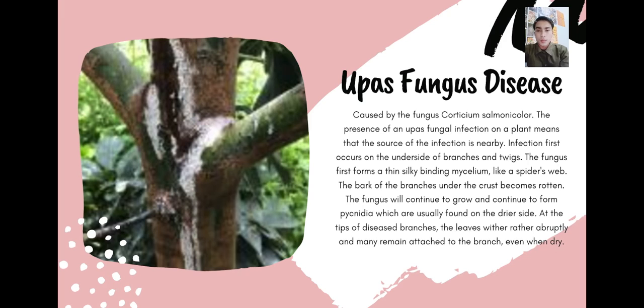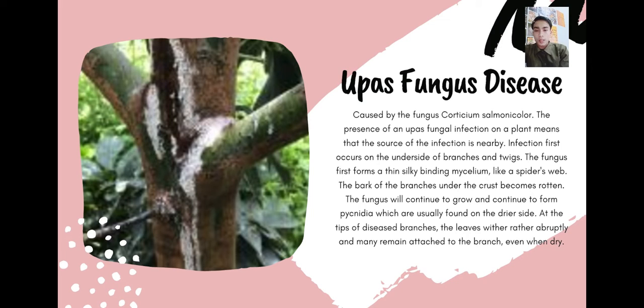Okay, next slide. Upas fungus disease is caused by the fungus Corticium salmonicolor. The presence of an upas fungal infection on a plant means that the source of the infection is nearby. In fact, infection first occurs on the underside of branches and twigs. The fungus first forms a thin silky mycelium, like a spider's web. The bark of the branch under the web becomes rotten.